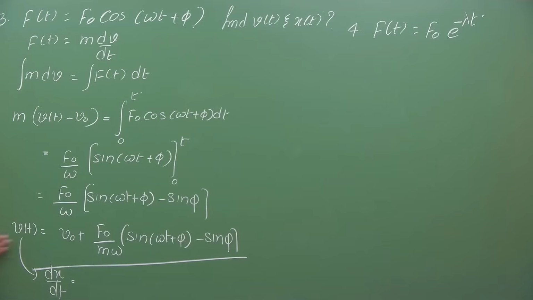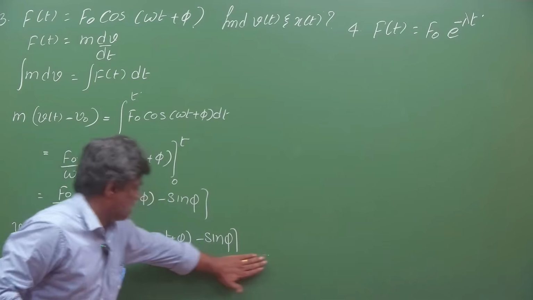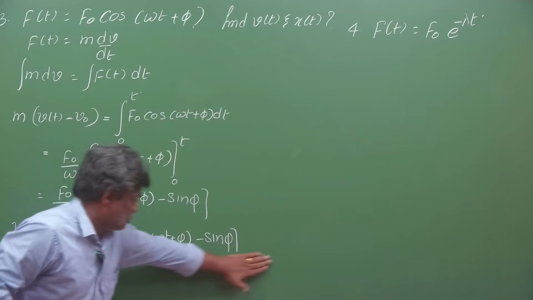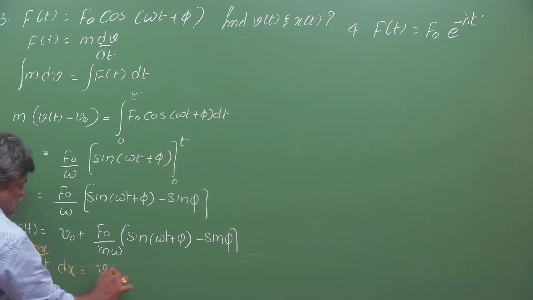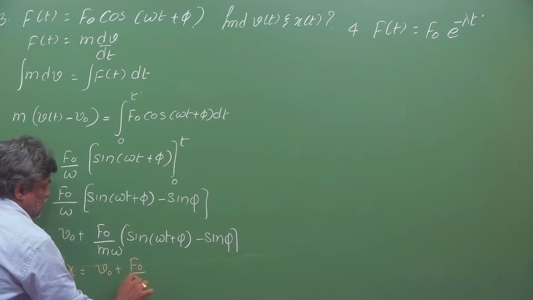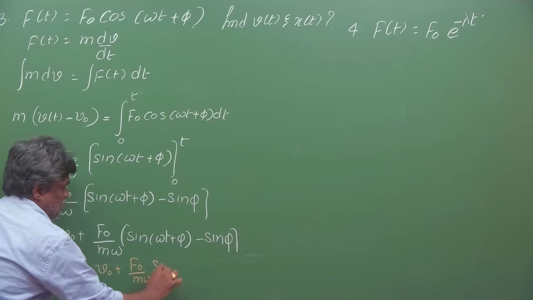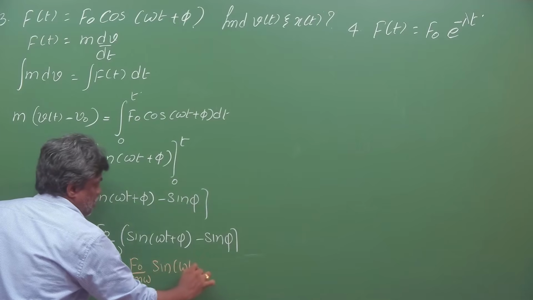If you have confidence, you won't get any fear. If you are getting fear, it means no confidence; try to get the confidence by solving at least one problem. This is again dx by dt. So again cross multiply, dx equal to v naught plus f naught by m omega into sine of omega t plus phi minus sine phi.